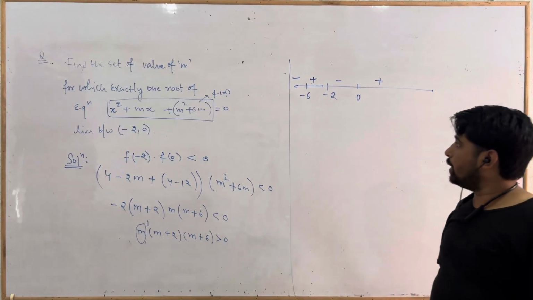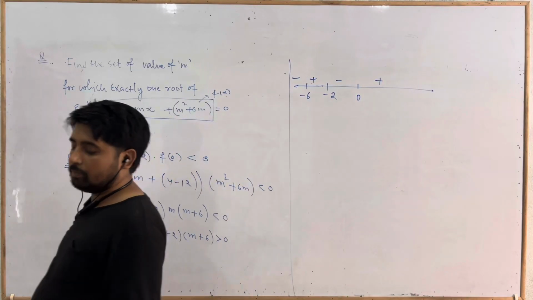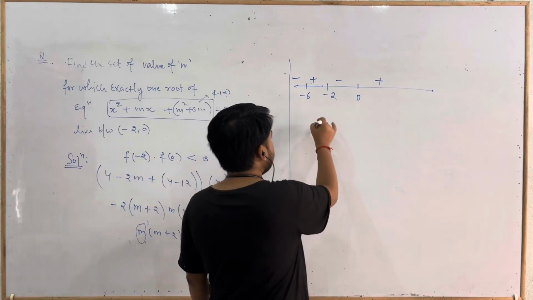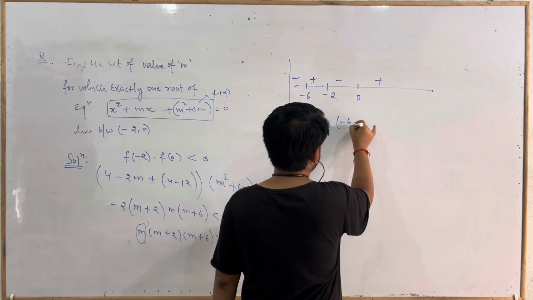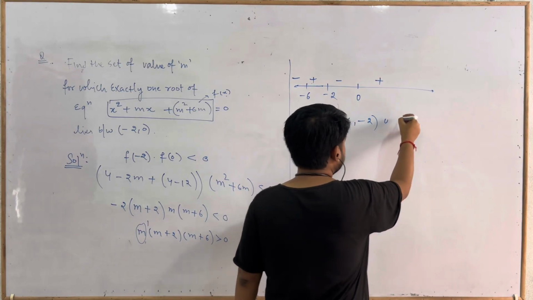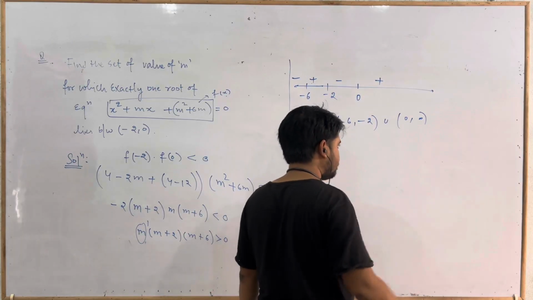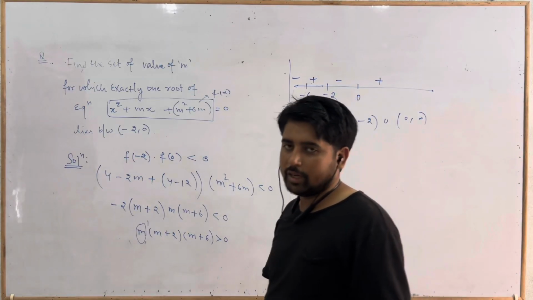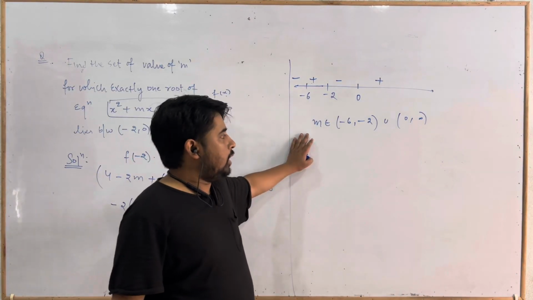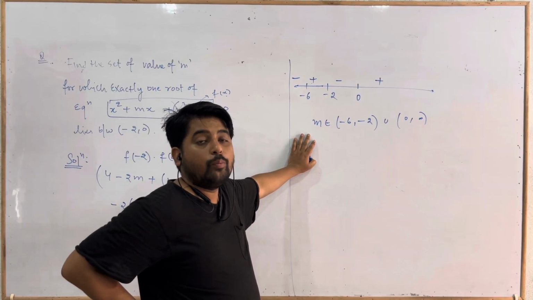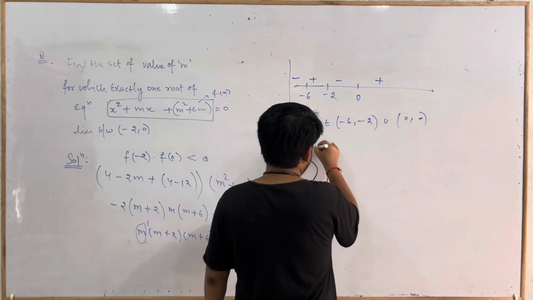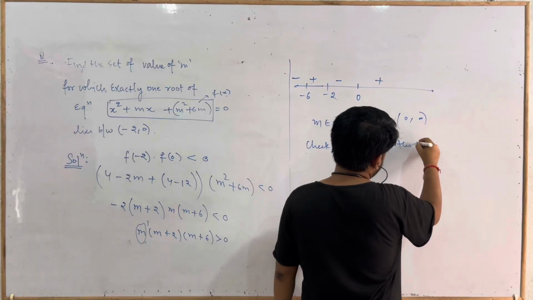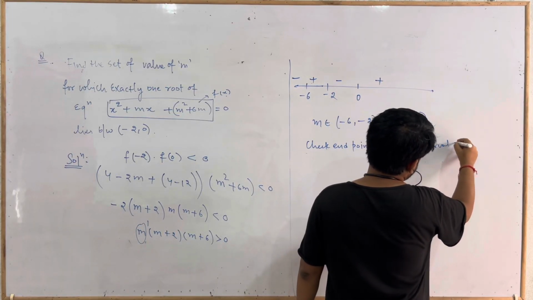Okay, for greater than 0, what will I take? I will take the positive interval. So what is the positive interval? m belongs to (-6, -2) union (0, infinity). Now look at here. This is for f(k1) into f(k2) less than 0. For equal to 0, I will check the endpoints of the interval separately.